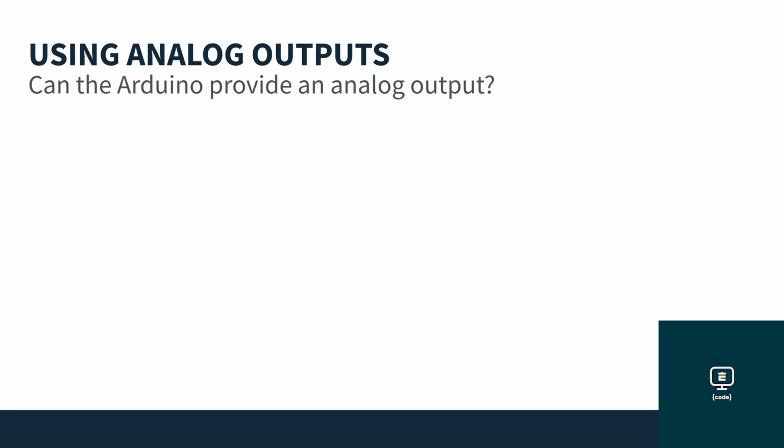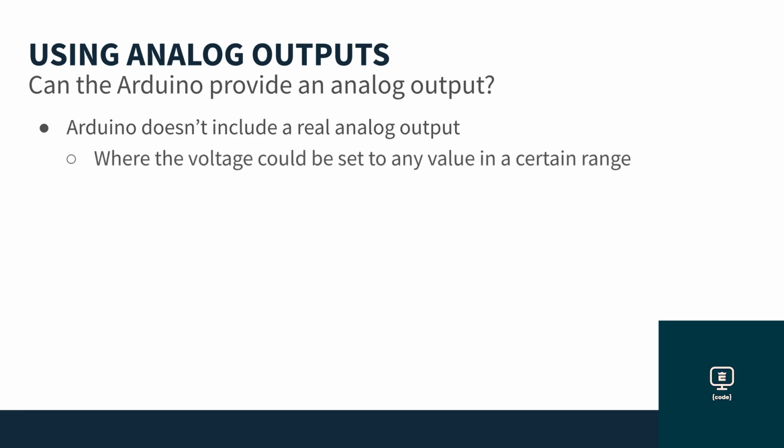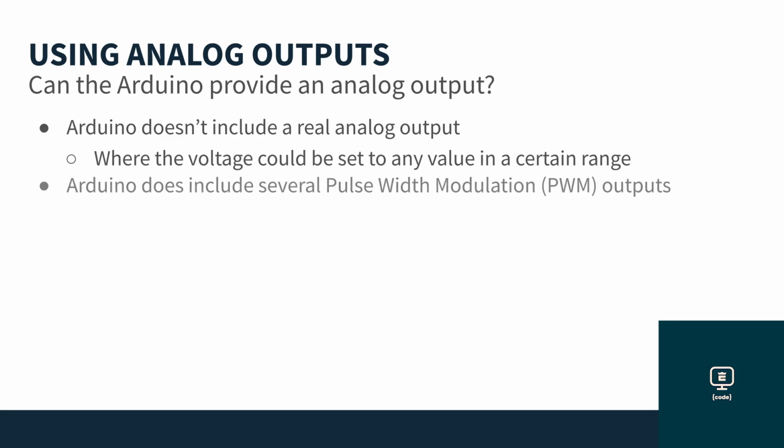So I mentioned that you were also going to play around with analog outputs, but can the Arduino provide an analog output? Well, it doesn't have a real analog output, but there's something that can simulate that. An analog output would be where the voltage could be set to any value within that certain range. So the way the Arduino can sort of accomplish something like that is using what's known as the pulse width modulation output, or PWM output.